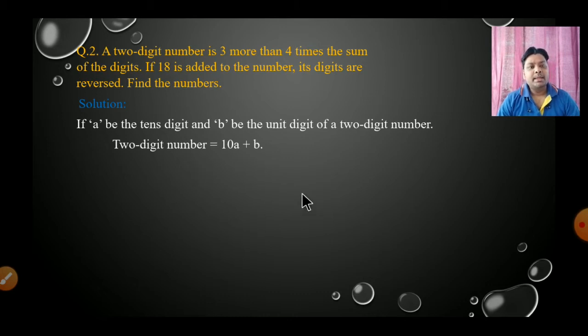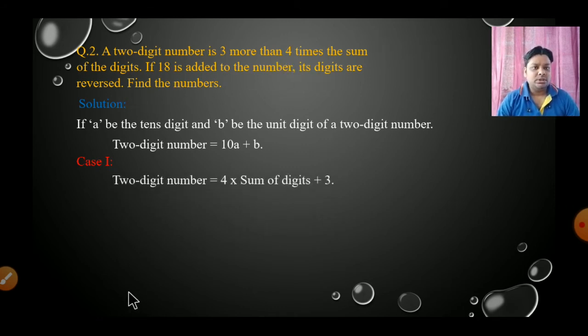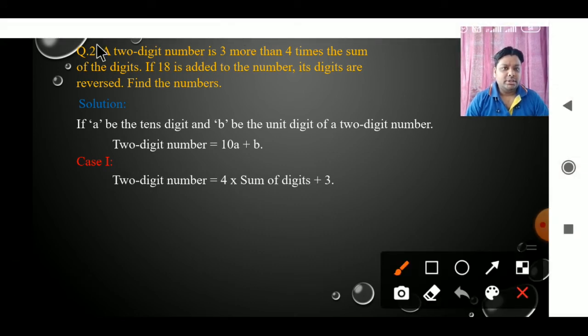Now in case 1, that is the first line, a 2 digit number, it means 10a plus b, is 3 more than 4 times the sum of the digits. According to the question, we will write the 2 digit number, and instead of "is" we will write the equal sign. Now 3 more than, so we will write plus 3 at last. 3 more than, 3 less than, we always write at last. Less than means minus 3, more than means plus 3.